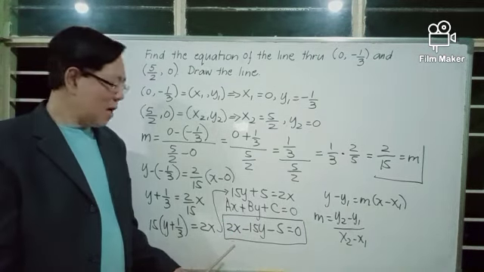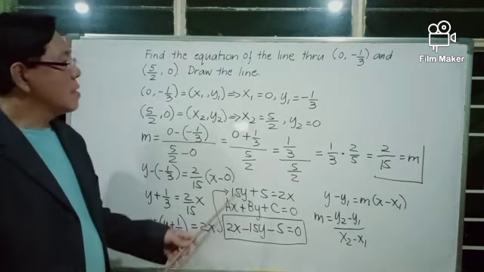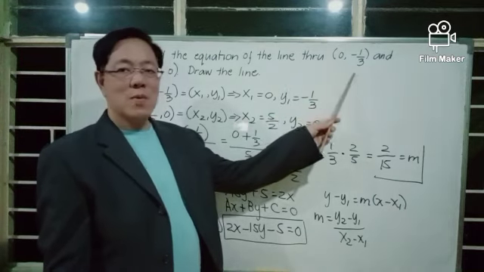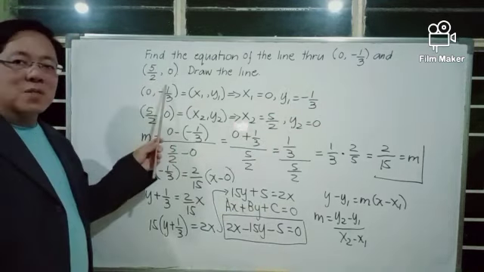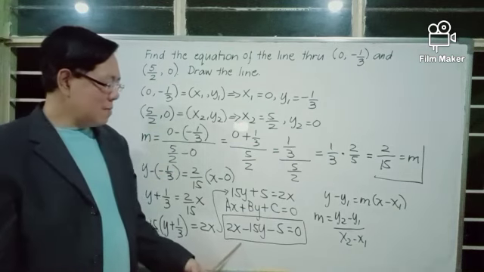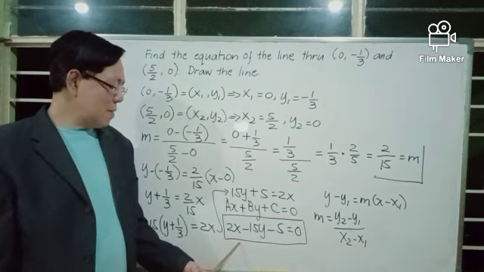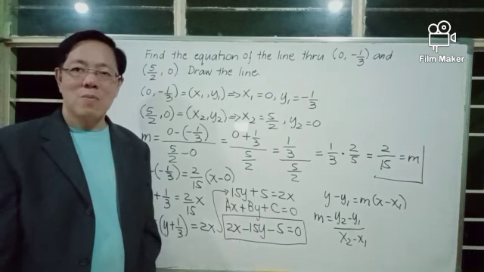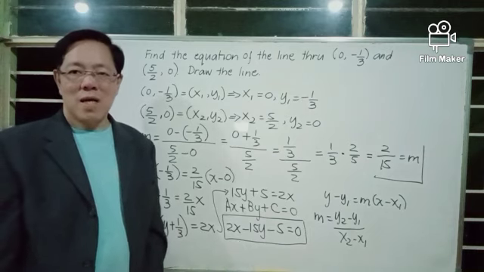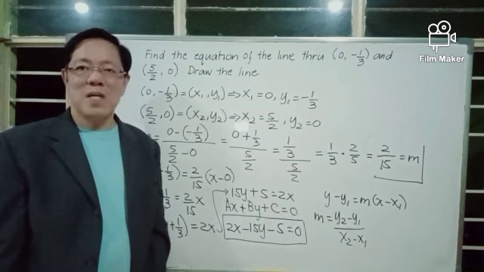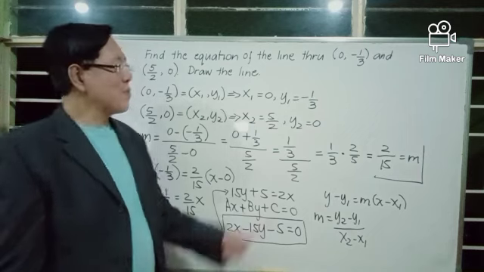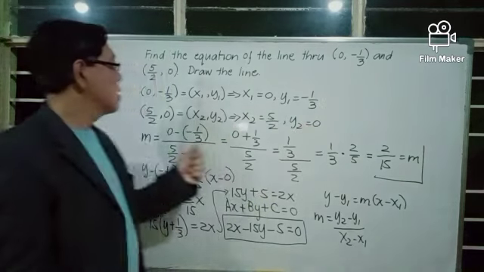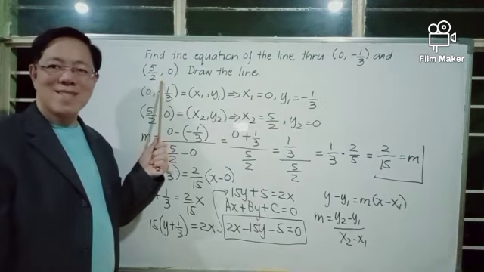And this is the equation of the line passing through the points (0, -1/3) and (5/2, 0). And you notice that it's the same equation we obtained using the 2-point form of equation of the line, which was the first method we used to find the equation of this line through this point and this point.